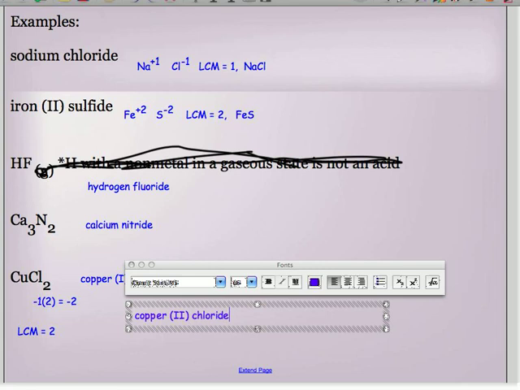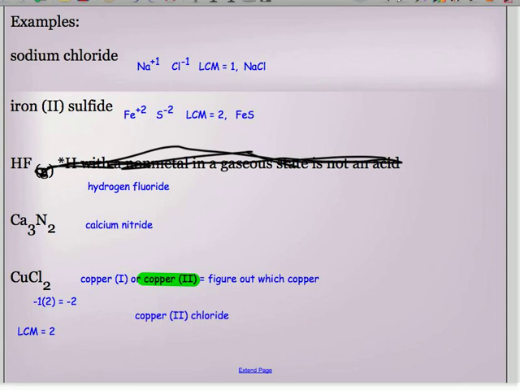So what that means for us is when we write our formula, it's going to be copper 2 chloride. If we don't have a Roman numeral, it's wrong. If we have the wrong Roman numeral, it's wrong. So you have to figure out the Roman numerals when you look them up on the chart. And if you look it up on the chart and it has a Roman numeral, that means there's options.